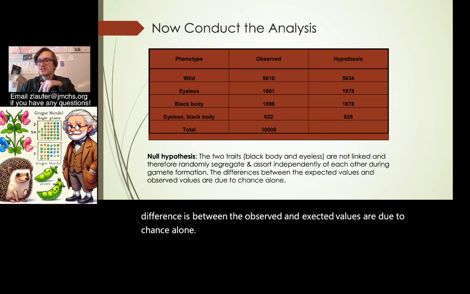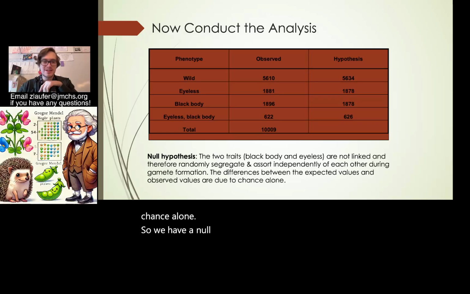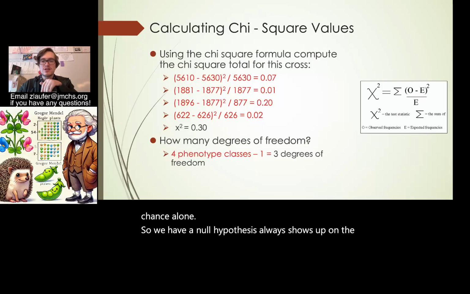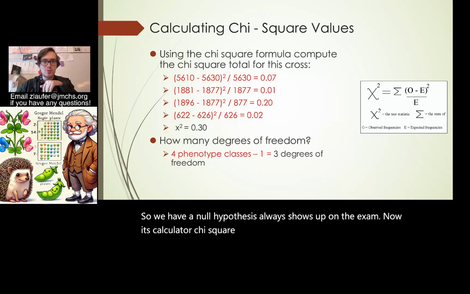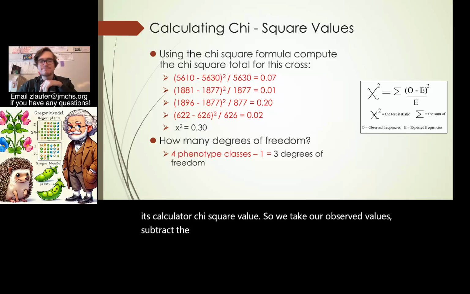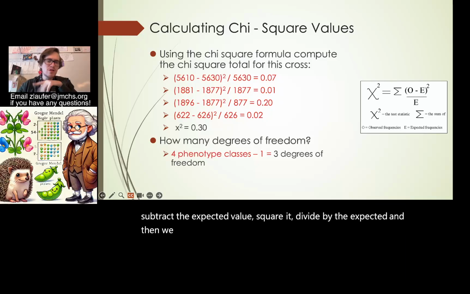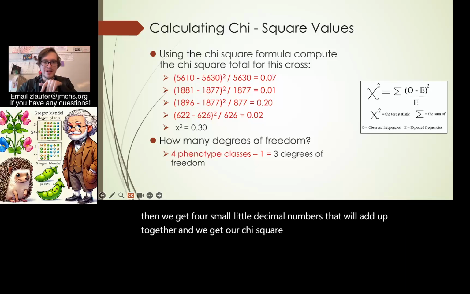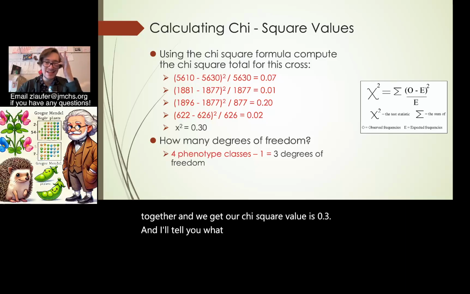So we have a null hypothesis. It always shows up on the exam. Now let's calculate our chi-square value. We take our observed values, subtract the expected value, square it, divide by the expected, and then we get 4 small little decimal numbers that will add up together, and we get our chi-square value is 0.3. I'll tell you what we're going to do with that in a second.